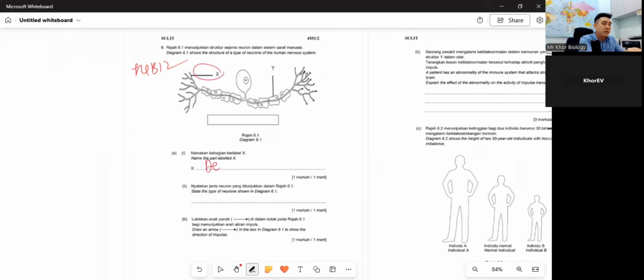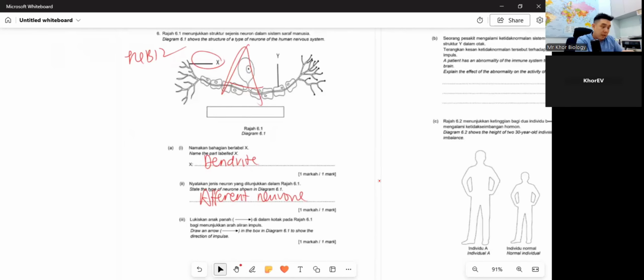Okay, so this is dendrite. Guys, this is dendrite. And this is what we call, I used to ask students to draw an A. The cell body is inside A. So afferent neuron. Sir, I'm used to writing sensory. Is that fine? Can, no problem. You can use sensory also.